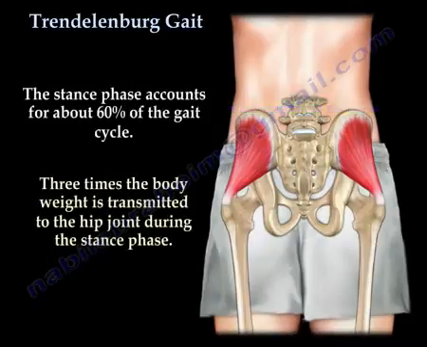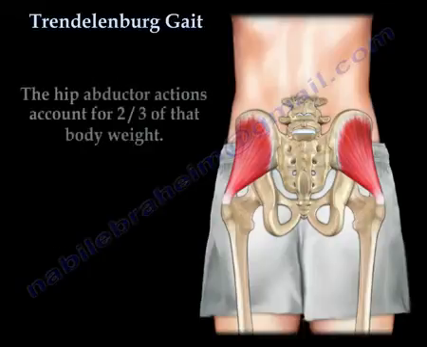The stance phase accounts for about 60% of the gait cycle. 3 times the body weight is transmitted to the hip joint. The hip abductor actions account for 2/3 of the body weight.